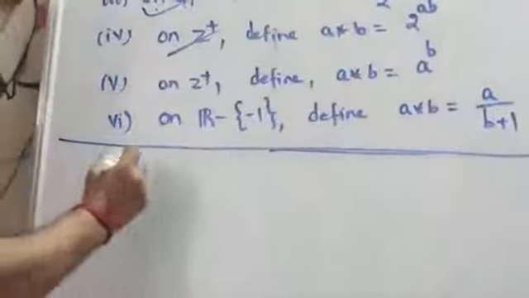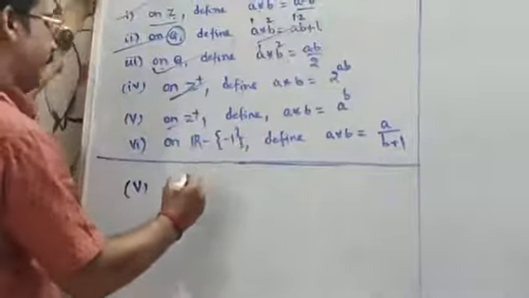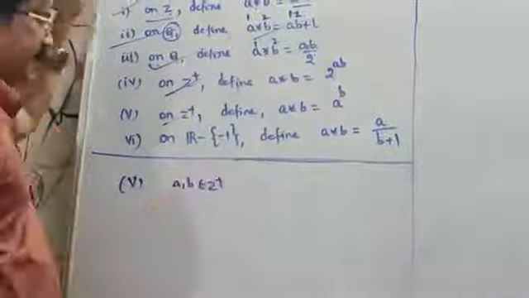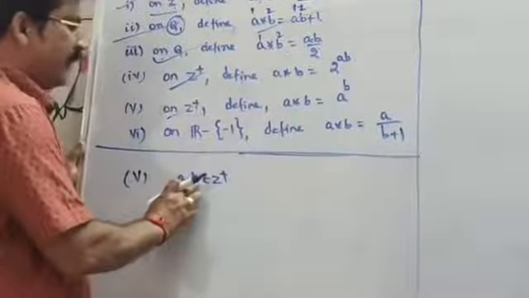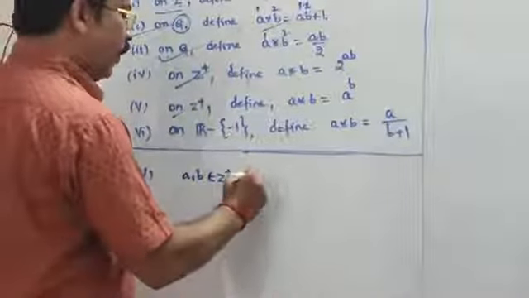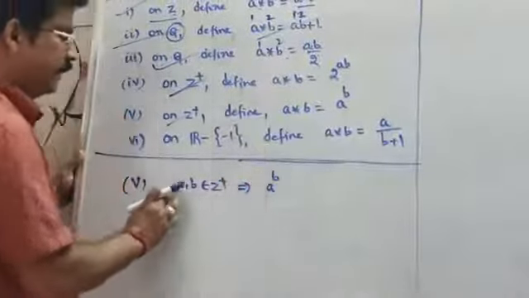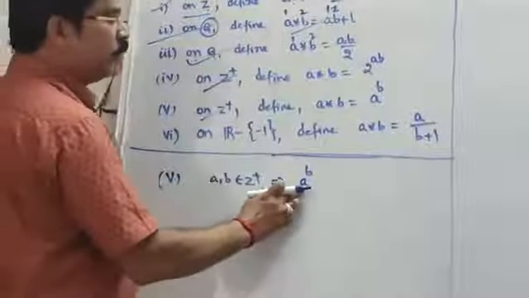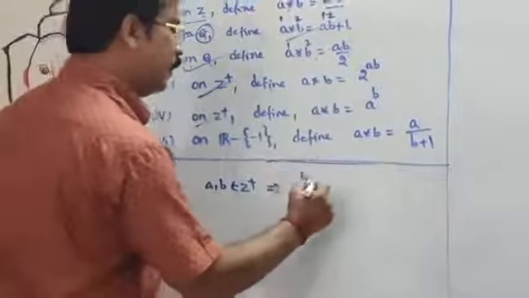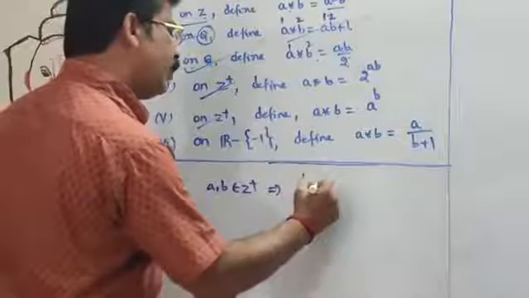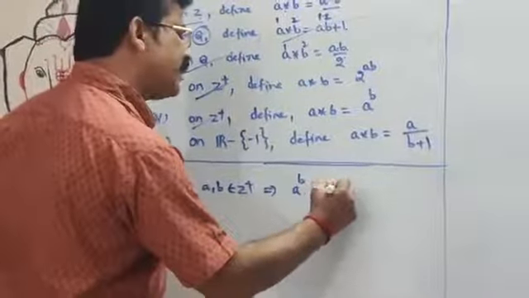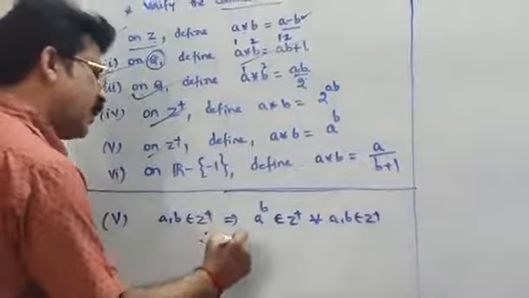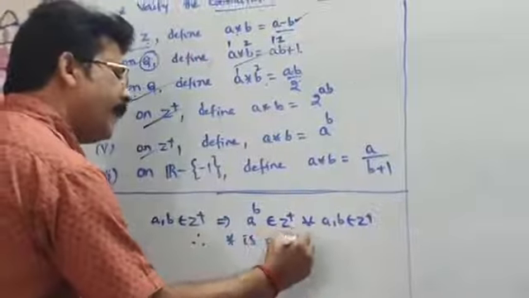Question number 5. This one. It is defined for a, b belonging to Z plus, the given set, meaning a, b are positive integers. So a to the power of b, you can take any positive integer, for example a equal to 2, b equal to 4. So 2 power 4 is also a positive integer. So a power b also belongs to Z plus for all a, b belonging to Z plus. Therefore star is a binary operation.